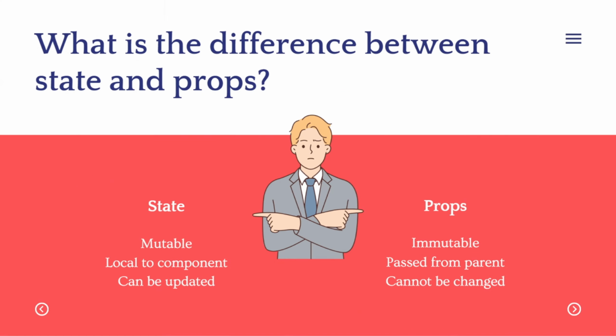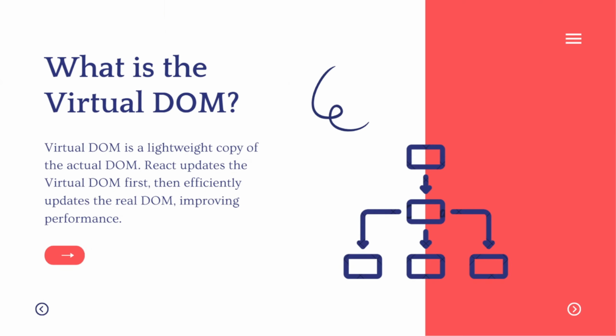Question 7. What is the difference between state and props? State is mutable, local to the component, and can be updated. Props are immutable, passed from the parent, and cannot be changed. Question 8. What is virtual DOM? Virtual DOM is a lightweight copy of the actual DOM. React updates the virtual DOM first, then efficiently updates the real DOM, improving performance.